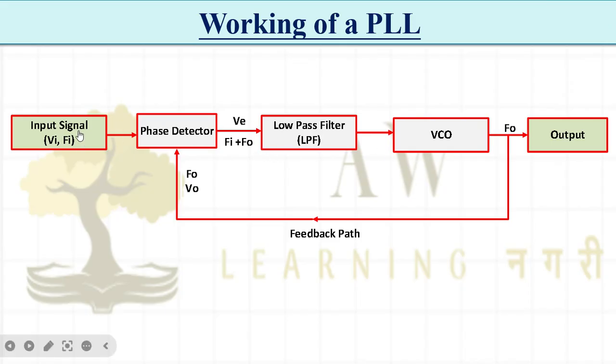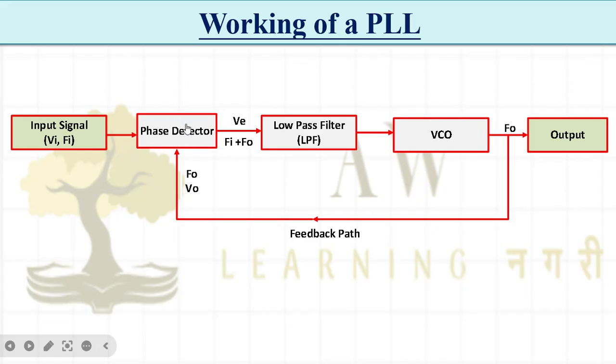So I had told you that we have an input signal, a reference input signal Vi, Fi, whatever frequency I want, 50 Hz or 60 Hz, that I am going to give to my phase detector. Then there is a feedback path. From the feedback path, F0 and V0 will become my output frequency and output signal.